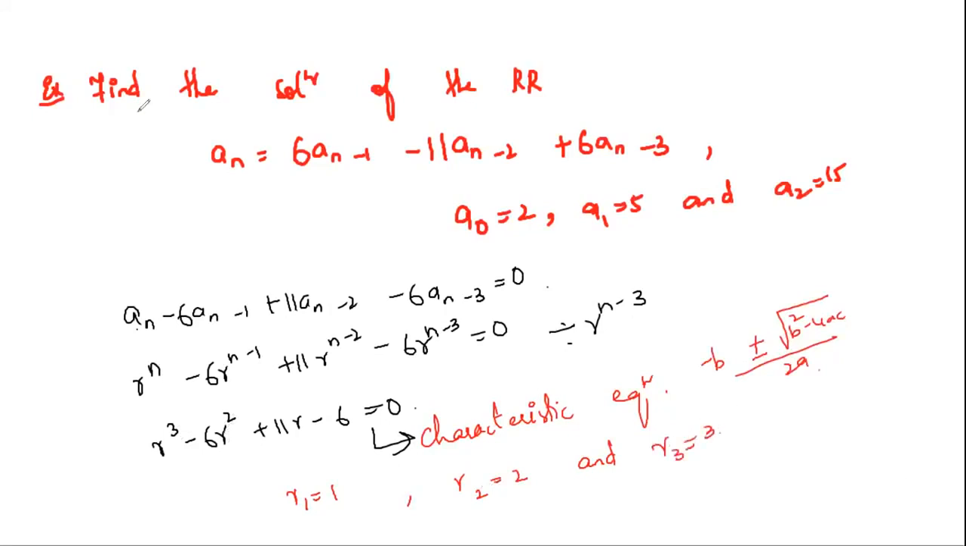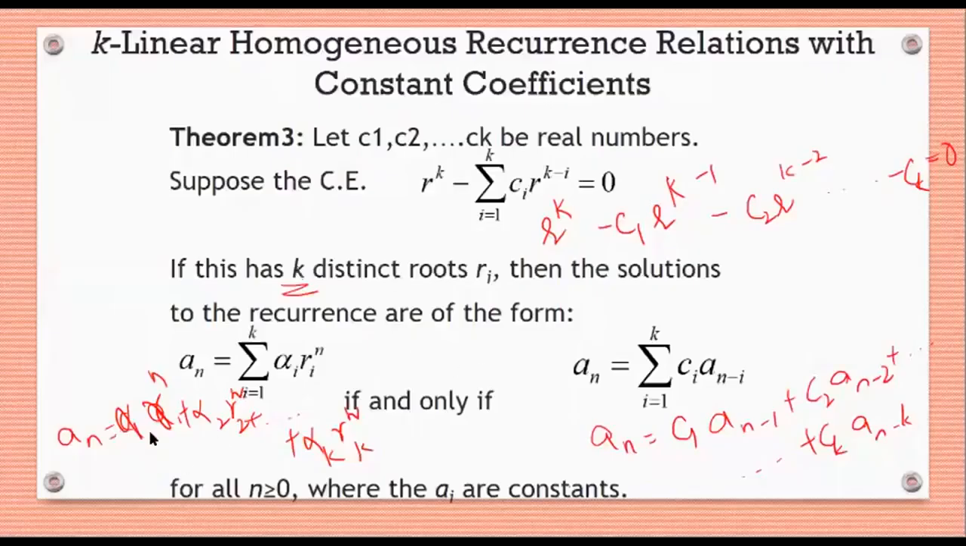Now, once you have got the roots, you are supposed to write the general solution to the recurrence relation. So for the general solution, we have alpha 1 r1 power n plus alpha 2 r2 power n and so on up to alpha k rk power n. So this is our general solution.